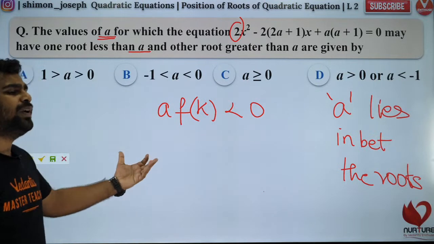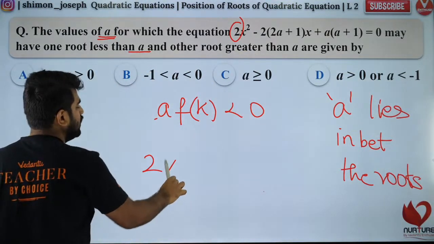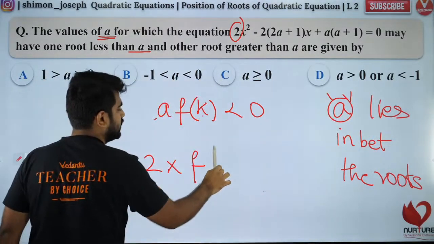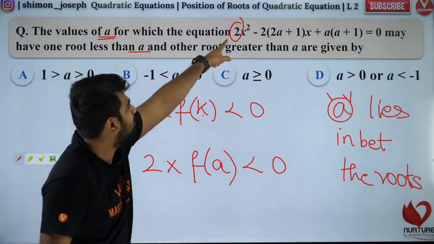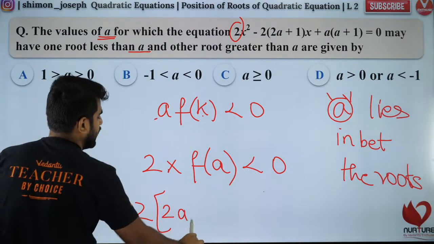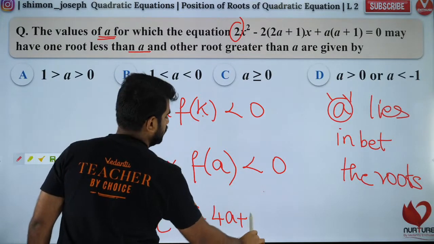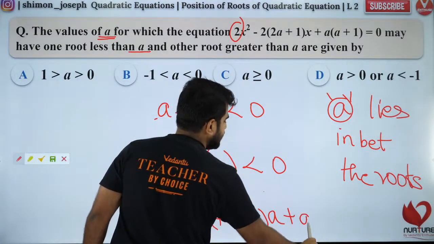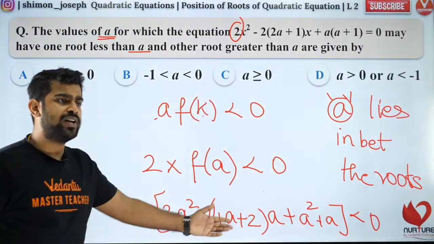Okay, so now what do we do? We will take a. What is the value of a? The value of a is 2. What is f of k? K is nothing but a in this question. So 2 into f of a is less than 0. Now find f of a. What is f of a? F of a is nothing but 2a square minus 4a plus 2 into a, then you'll have plus a square plus a. Now this should be less than 0.